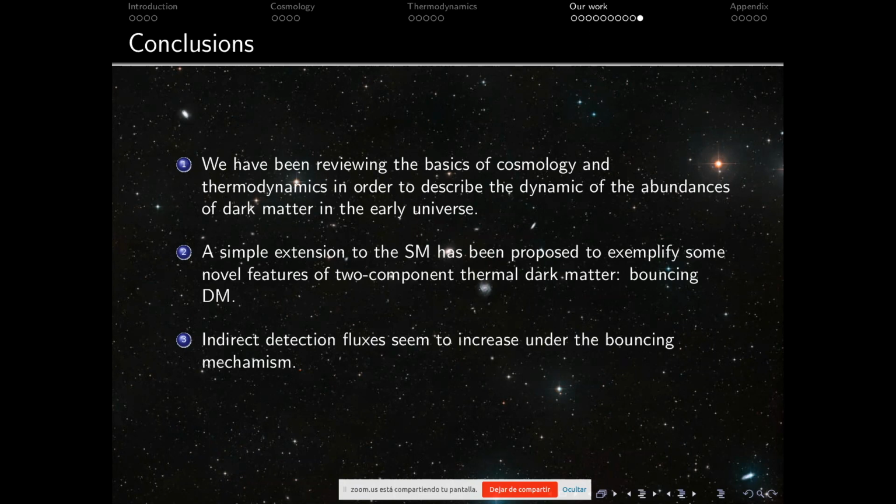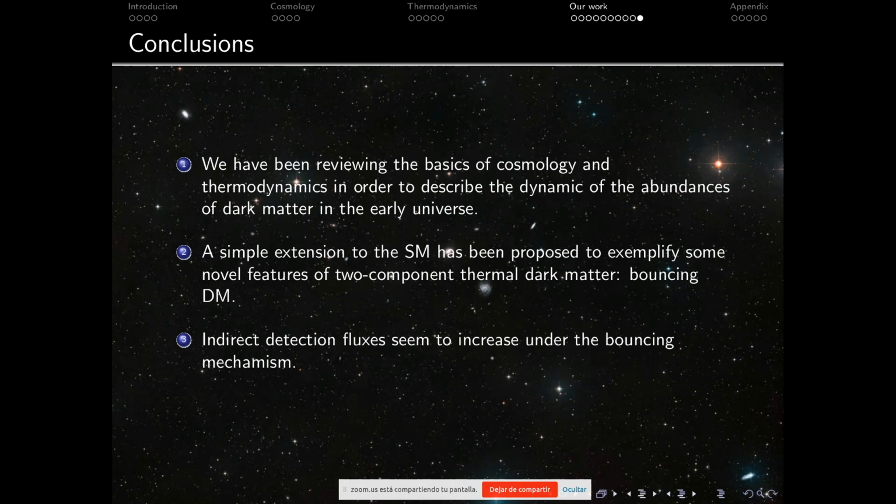As you have seen, we have been reviewing some basics of cosmology and thermodynamics, and you can see that both areas are necessary together in order to describe the dynamics of thermal dark matter in the early universe. We have seen a simple model that, to our knowledge, was not present in the literature, and we have contextualized this scenario as a two-component dark matter.